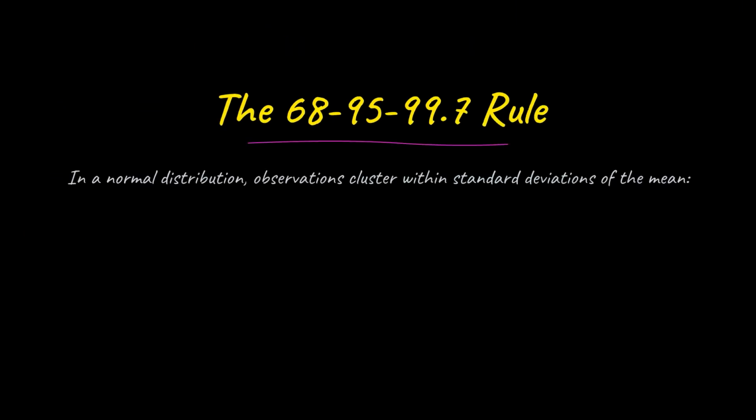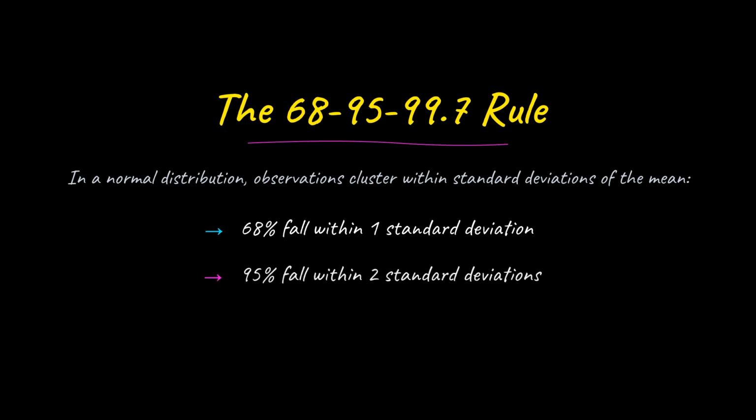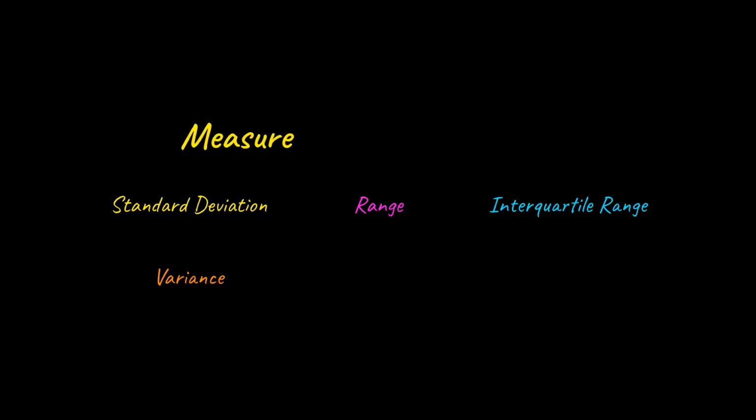In a normally distributed dataset, about 68% of observations fall within one standard deviation of the mean, about 95% within 2, and about 99.7% within 3. This predictable pattern is why the standard deviation underlies most parametric statistical tests.